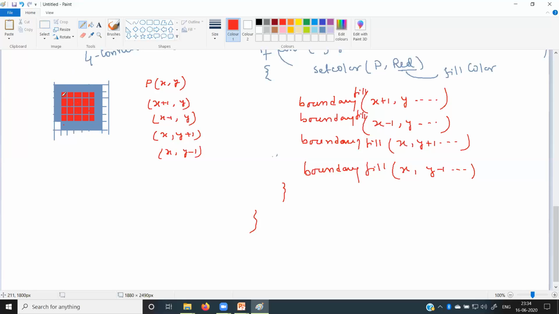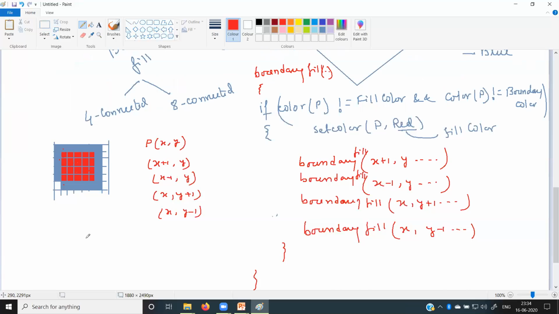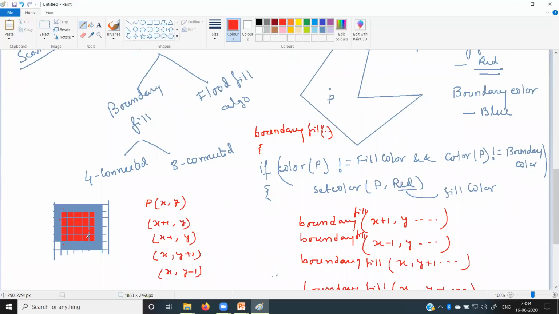When the last pixel executes the same function and calls the boundary fill for all its 4 nearest neighbors, none of the 4 nearest neighbors will satisfy the condition, because two nearest neighbors are colored by blue and two are colored by red. So there are no remaining pixels which can satisfy this condition, and the algorithm will stop. In this way, the boundary fill algorithm will be executed for 4 nearest neighbors. So this algorithm is called the 4 connected algorithm.